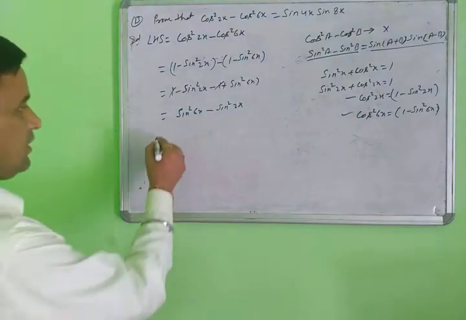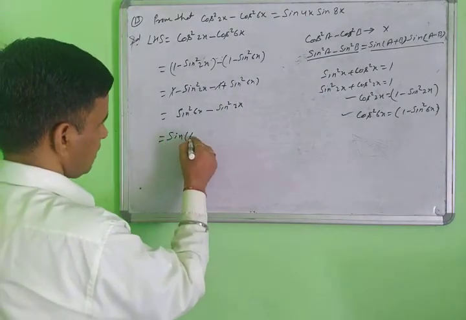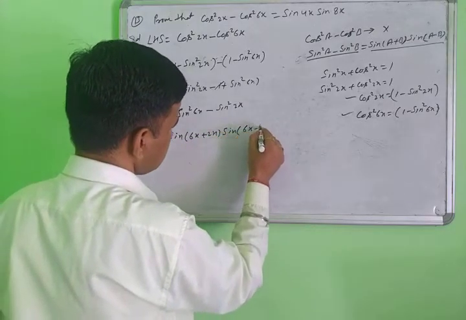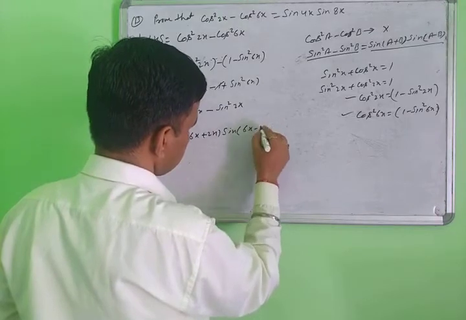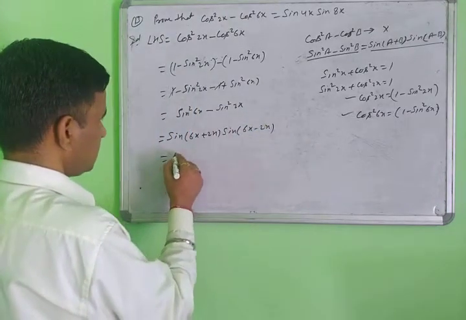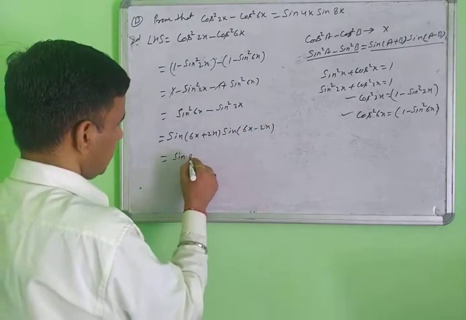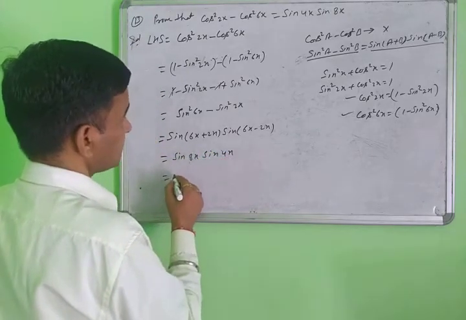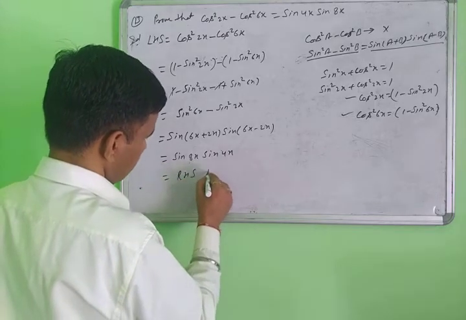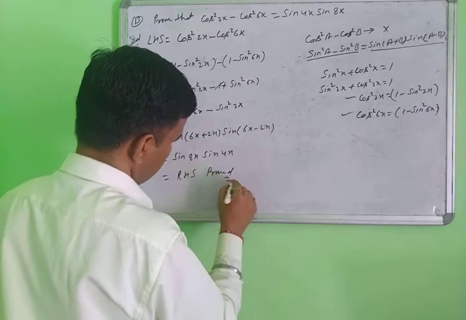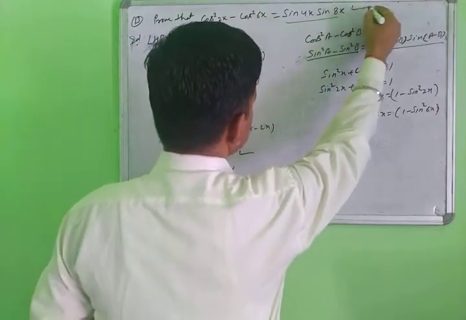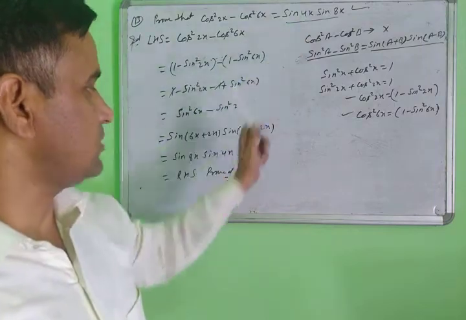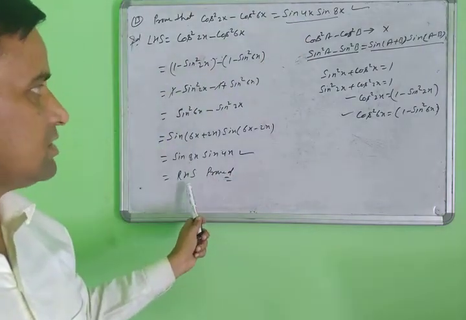Then you solve: sin (6x plus 2x) and sin (6x minus 2x). So here sin 8x and here sin 4x, and this is your RHS. This step and this step you check, both are the same. The last step and this last step you compare, both are the same. It means this is proved.